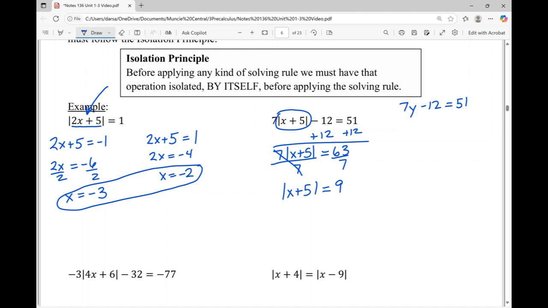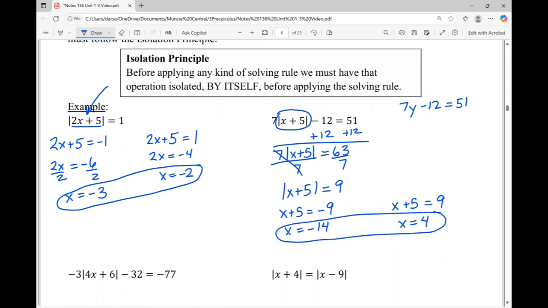Now that the absolute value is by itself on the left-hand side, now we can apply the rule. What was the rule? Take the inside of the absolute value and set it equal to the negative of that number, and the inside of the absolute value copied exactly equal to the positive of the number it's equal to. Remember, we're changing the plus and minus on the number, not on the equation and not on the 5. So when we subtract 5 from both sides here, we get -14. And when I subtract 5 from both sides here, I get a +4. And there are my two answers. If you don't have two answers, you're doing it wrong.